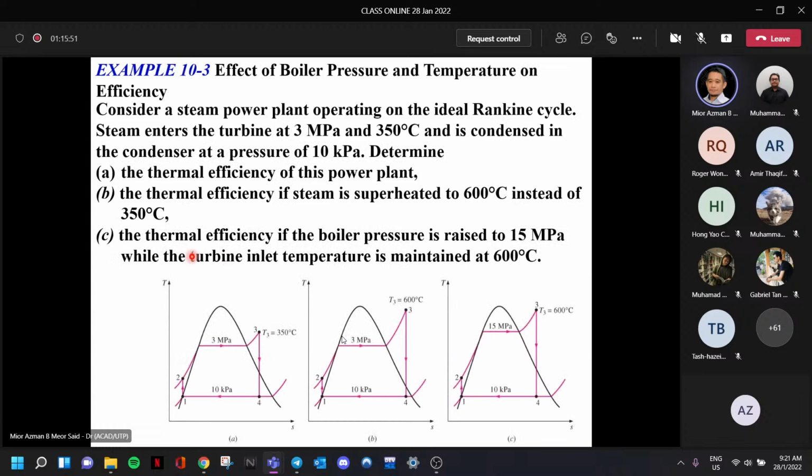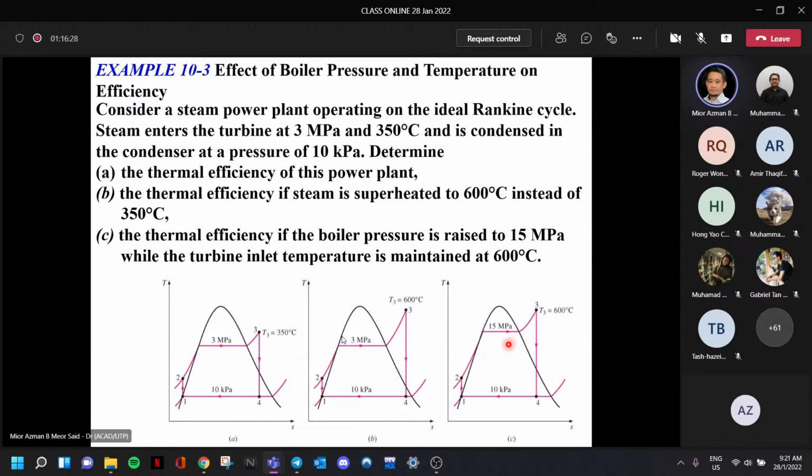So C, now the boiler pressure is being raised to 15 megapascal, while the turbine inlet temperature is maintained at 600 degrees Celsius. So what will happen? From B, the pressure here is being raised to 15 megapascal. So from 3 megapascal, change up to here. The temperature remains the same, 600 degrees Celsius.